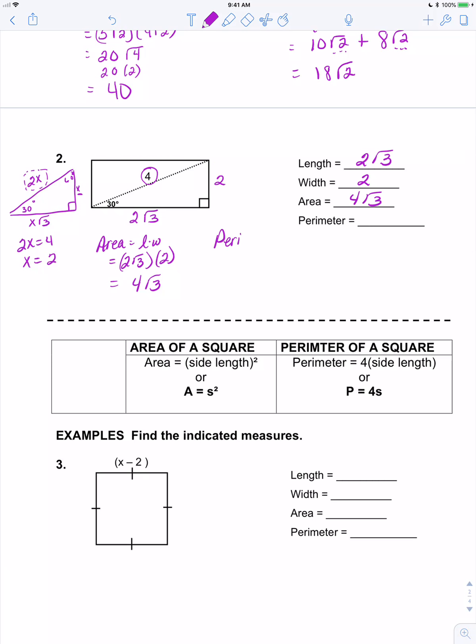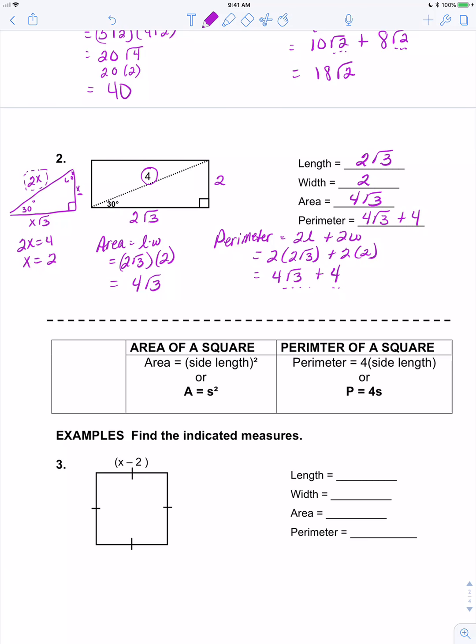Now the perimeter is 2 times the length plus 2 times the width. Well, we've got 2 times the length, which is 2 square roots of 3, plus 2 times our width, which is 2. So 2 times 2 square roots of 3 is 4 square roots of 3, plus 2 times 2 is 4. Okay, I cannot add these two terms together because they are not the same kind of terms. So that is our final answer. We've just got to leave it as 4 square roots of 3 plus 4.